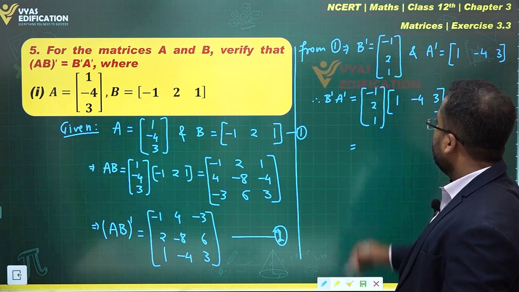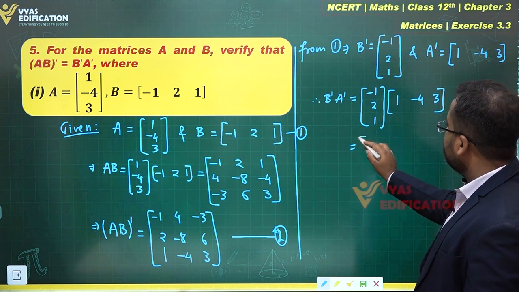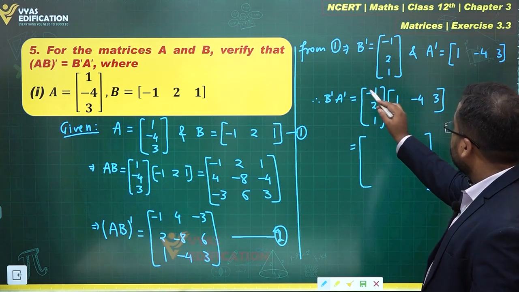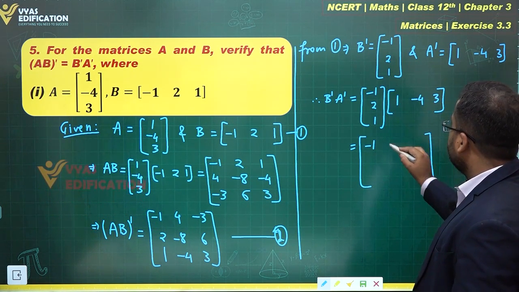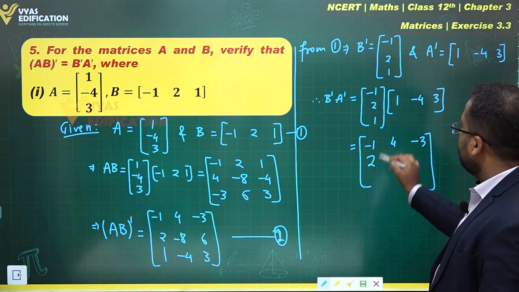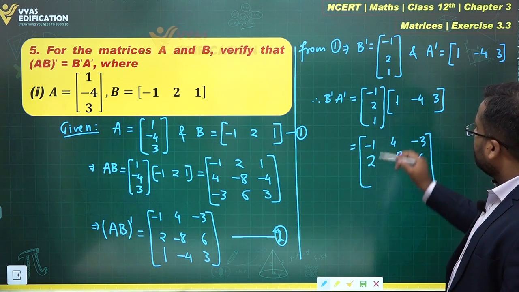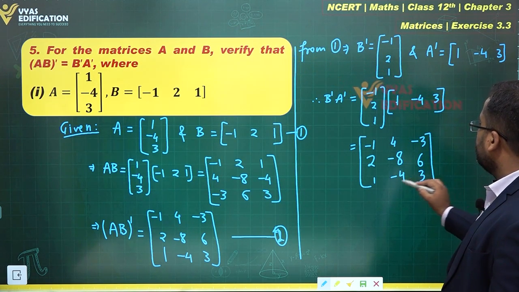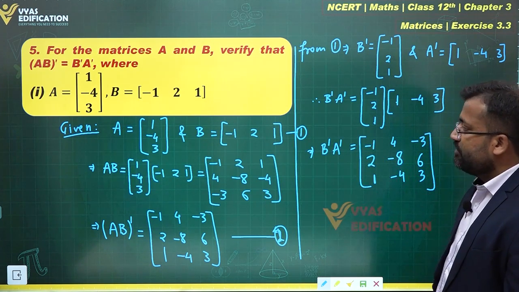This is what I get, and let's multiply them together. This is a 3 by 1 matrix times a 1 by 3 matrix. The final matrix that we obtain will be a 3 by 3 matrix. Yeah, that's what we want, right? Let's see, the products would also look similar. This is minus 1 times 1, which is minus 1. First row, second column, that becomes 4. First row, third column, that becomes minus 3. Second row, first column 2. Second row, second column, minus 8. Second row, third column, which is 6. Third row, first column, which is 1. Third row, second column, minus 4. Third row, third column, which is 3. This is what I obtained. This is B transpose times A transpose.